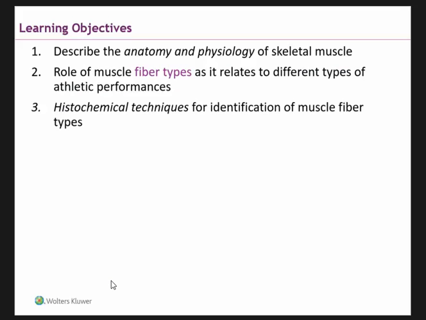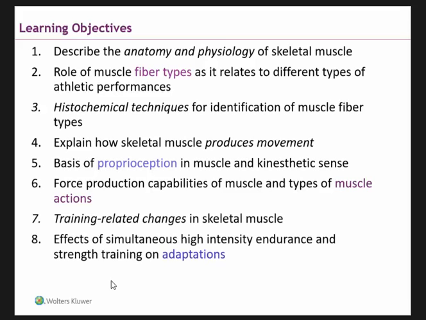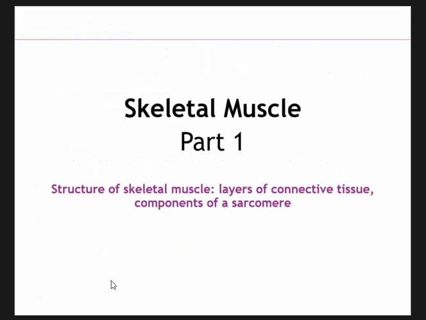So here are learning objectives. We're first going to describe the anatomy and physiology of muscle. We already mentioned we're going to talk about fiber types. We're going to get into producing force and how we can produce movement with different types of theories that we'll discuss. We'll talk about proprioception, different types of muscle actions, and then all the adaptations that occur with training.